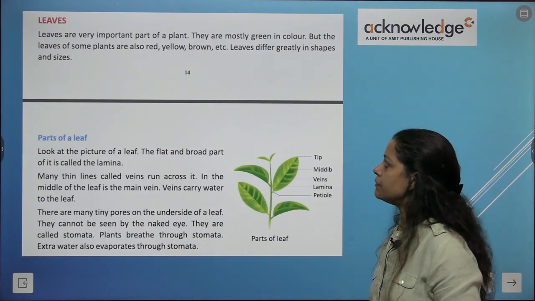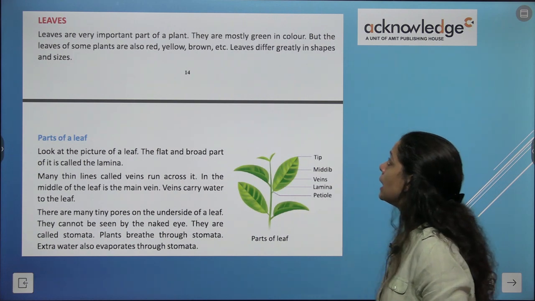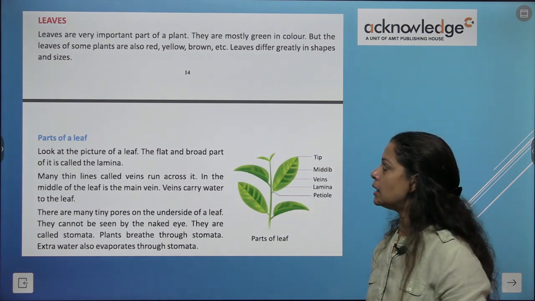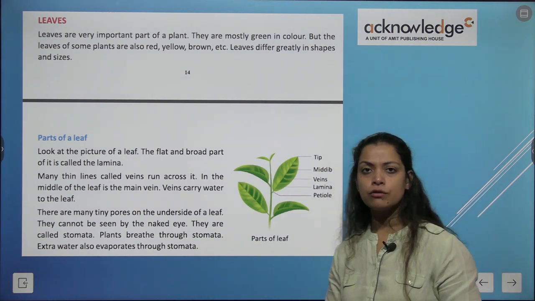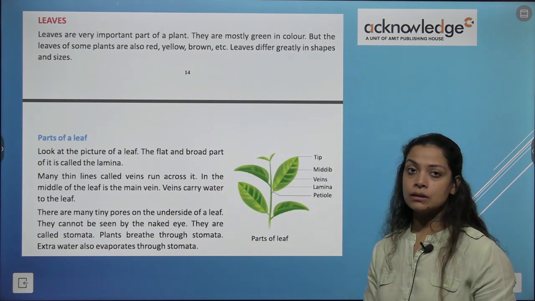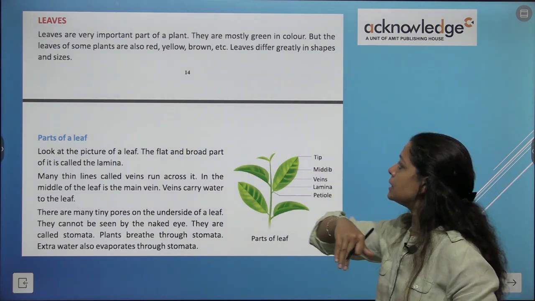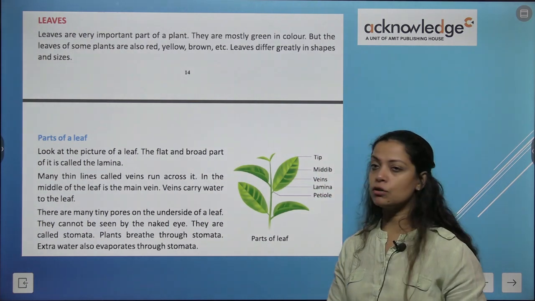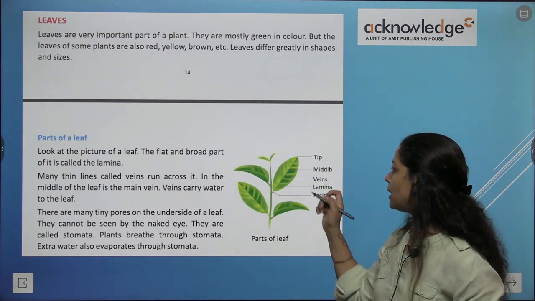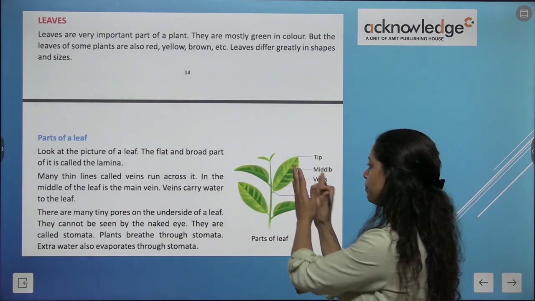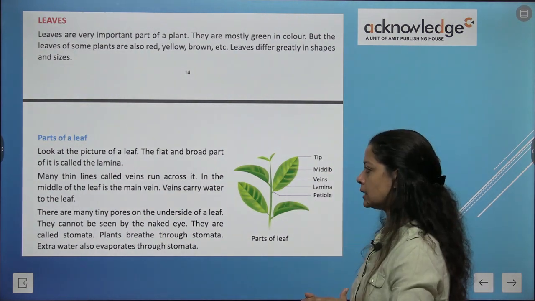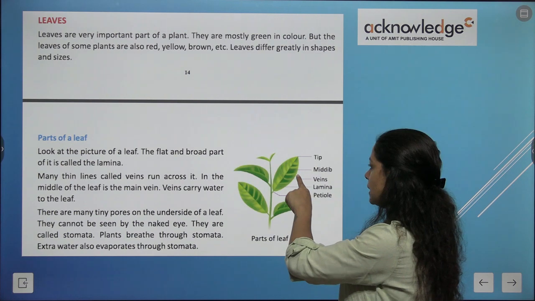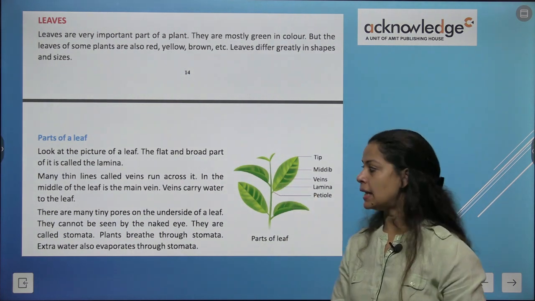Now leaves, they are very important part of a plant. They are mostly green in color and leaves of some plant are also red, yellow and brown in color. So leaves are different in shapes and sizes. Parts of leaf में क्या आता है? Look at this picture of leaf. The flat and broad part, ये जो leaf का flat and broad part होता है, it is called the lamina. इस part को हम कहेंगे lamina.